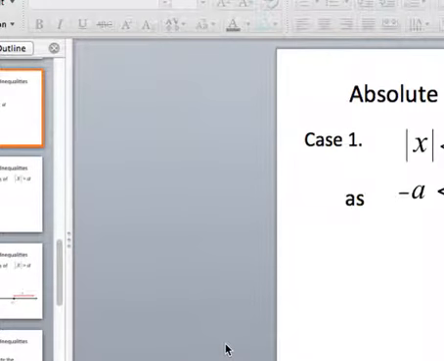This concludes the session on absolute value inequality.